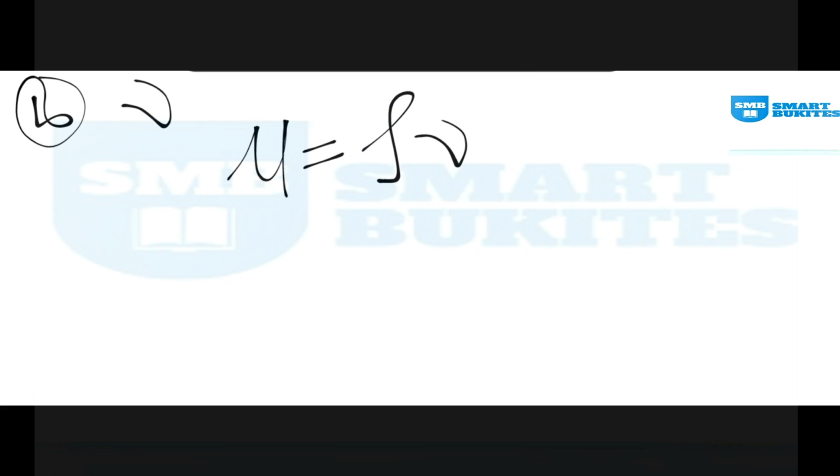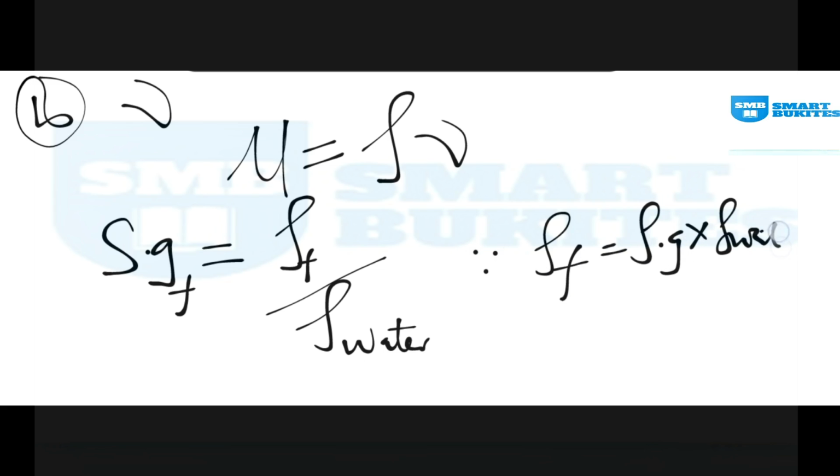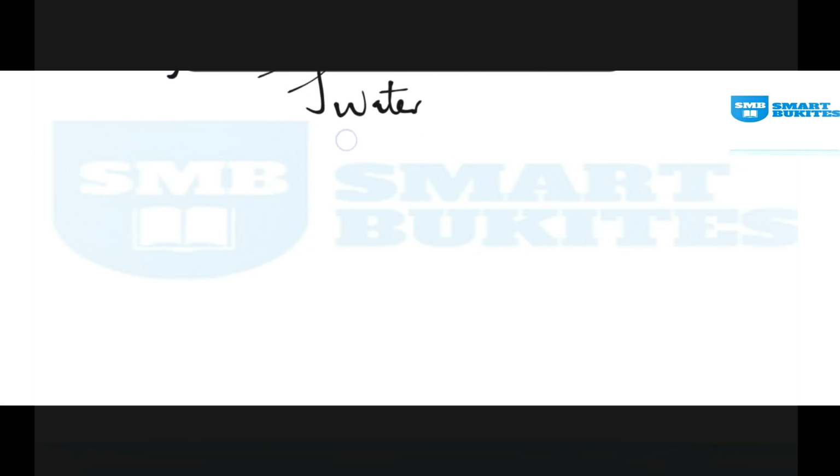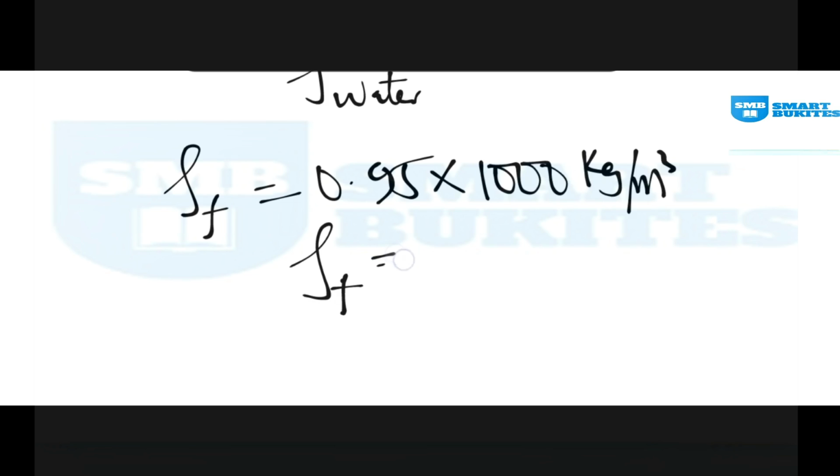But I don't have the density of the oil, I'm only given the specific gravity of the oil. I know that the specific gravity of any fluid is equal to the ratio of the density of that fluid with respect to the density of water. Therefore, the density of the fluid is just going to be the specific gravity of that fluid times the density of water. For this oil, the specific gravity is 0.95. Therefore, the density of the fluid is going to be 0.95 times the density of water, which is known to be 1000 kilograms per meter cube. Therefore, the density of the oil is now 950 kilograms per meter cube.